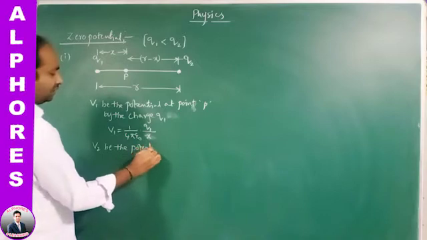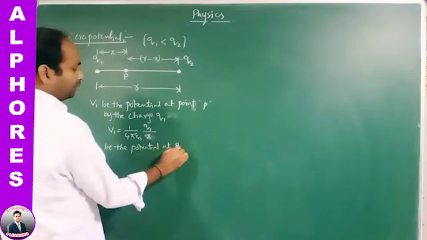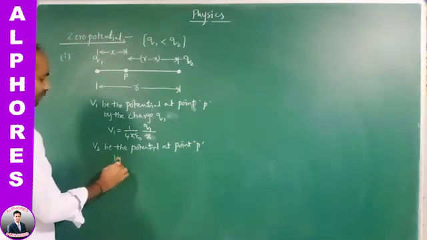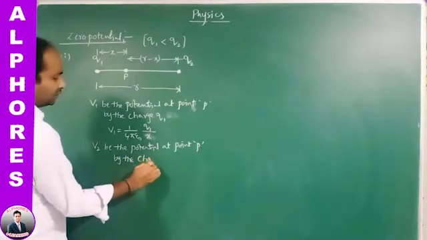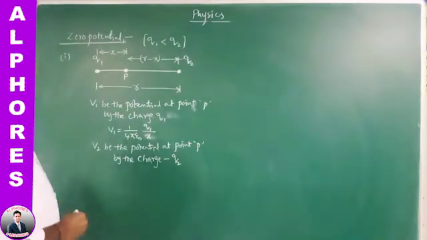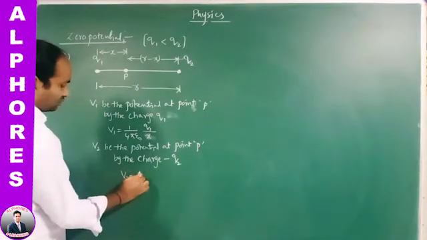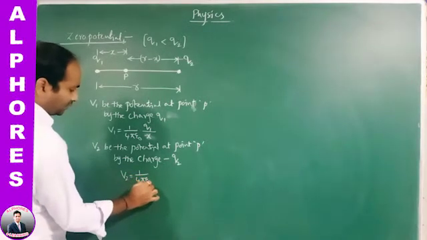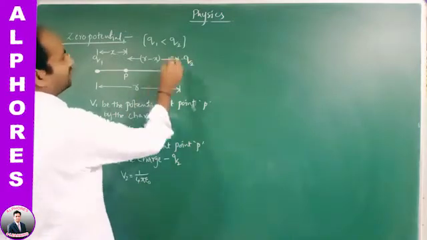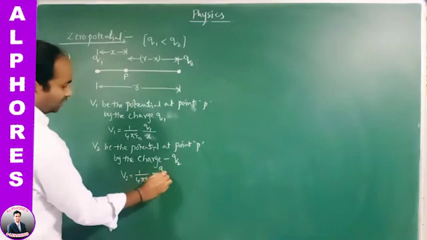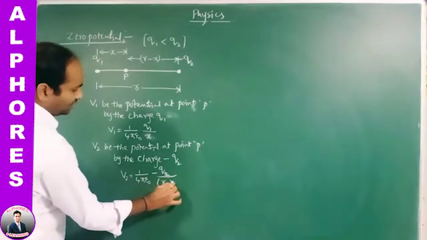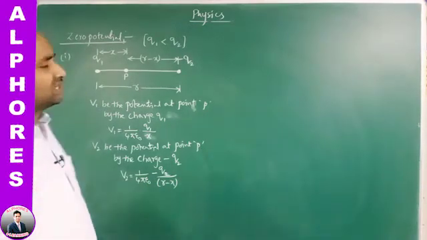In the same way, let V2 be the potential at point P by the charge minus Q2. V2 is equal to 1 by 4 pi epsilon naught. What is the charge here? This is a negative charge, minus Q2, so you should write minus Q2. And the distance is R minus x.